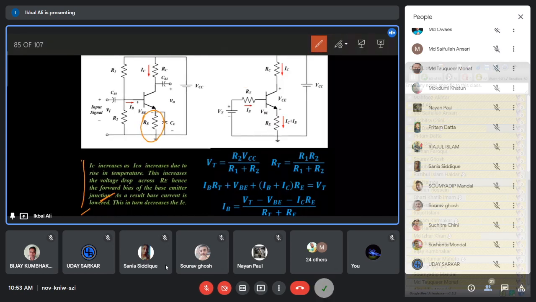So this has been written here. This is the reason why the addition of this emitter resistance between the emitter and the ground increases the stability of this circuit. That is why this circuit is the most stable circuit. It has an automatic mechanism to reduce and stabilize the collector current at its original position, and that is why the stability of this circuit is very good compared to the other two circuits.